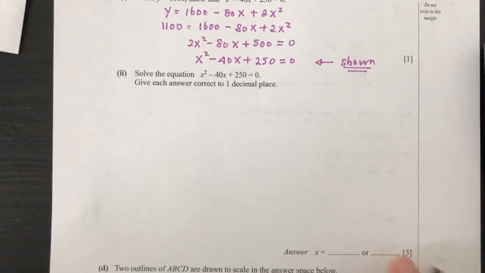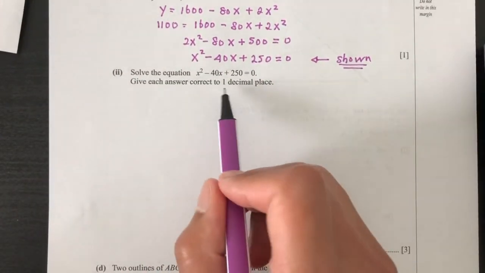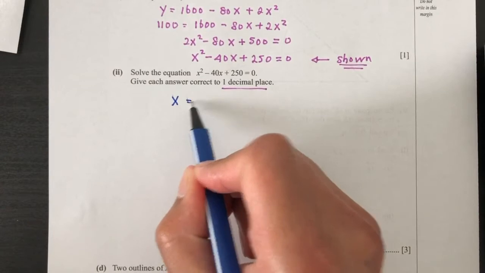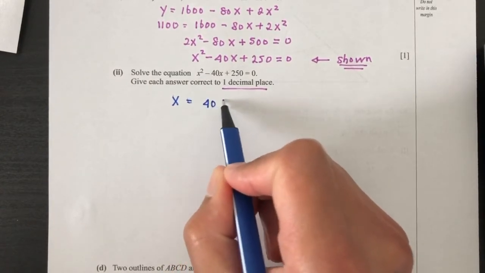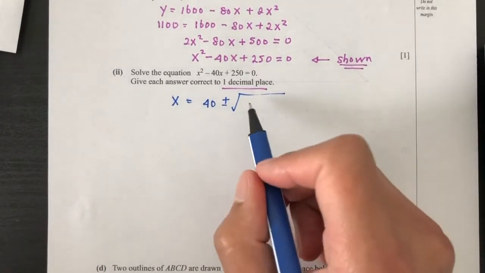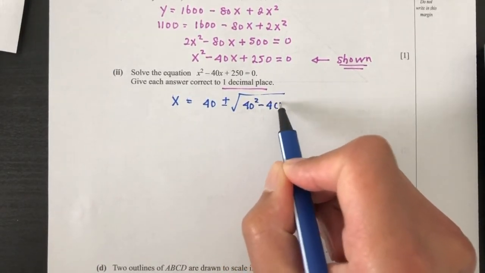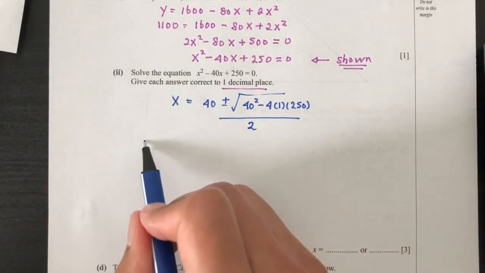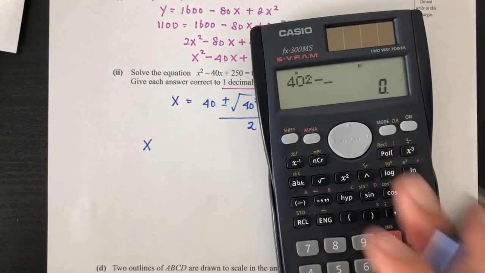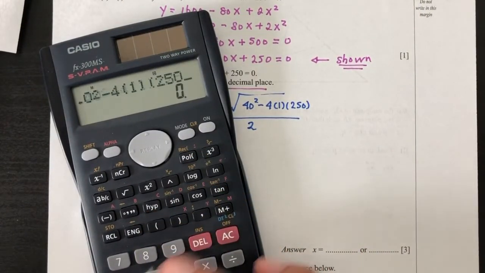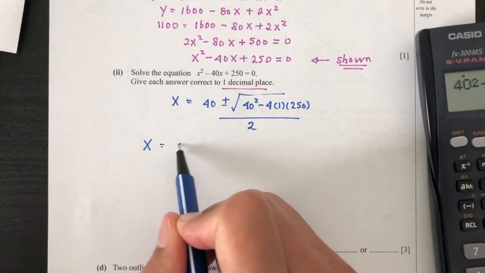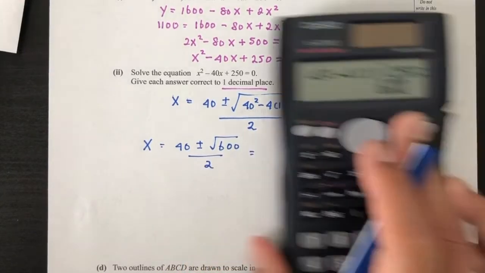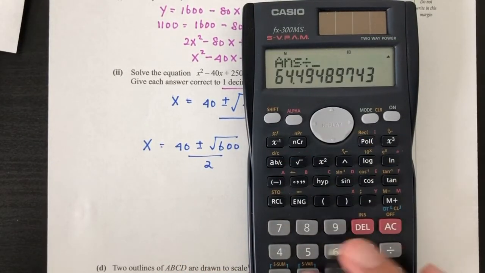Now for part 2, solve the equation, giving your answer correct to 1 decimal place. In this case, we have to use the formula. So x is equal to minus b, which is 40, plus or minus the square root of b squared, which is 40 squared, minus 4 times a times c, divided by 2 times a, which is 2. So what is 40 squared minus 4 times 1 times c? That will be 600. So x will be 40 plus or minus root of 600, divided by 2.